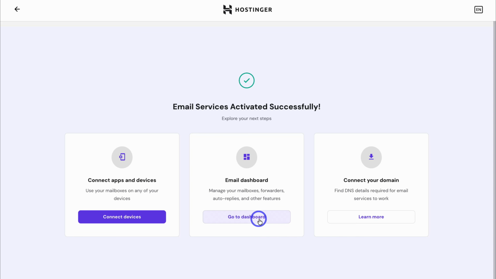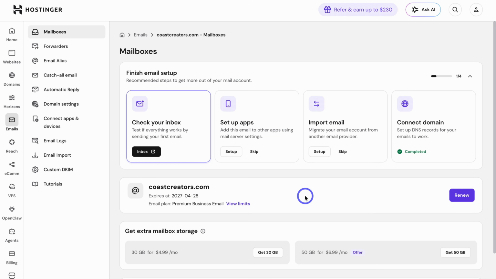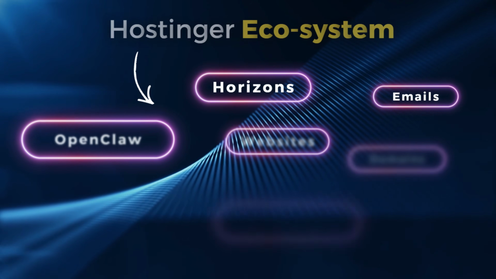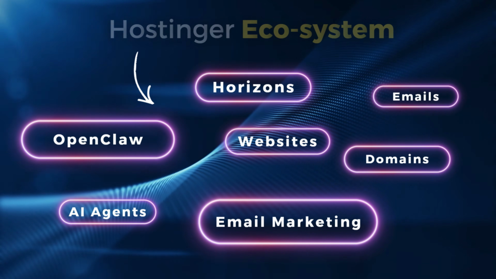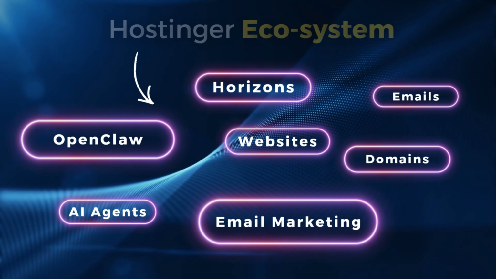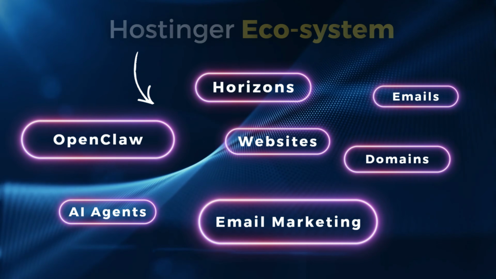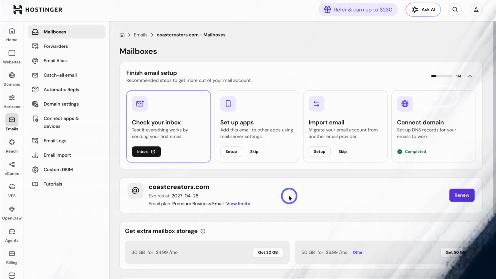Next, we want to jump over to our dashboard, and that's going to take you inside your Hostinger account under Emails. This is where we can manage everything to do with our Hostinger account. Not only can we manage everything to do with our business emails, but you can also purchase and manage your domains, create and manage websites, engage in email marketing, access OpenClaw, AI agents, and more. These are different services that Hostinger offers.